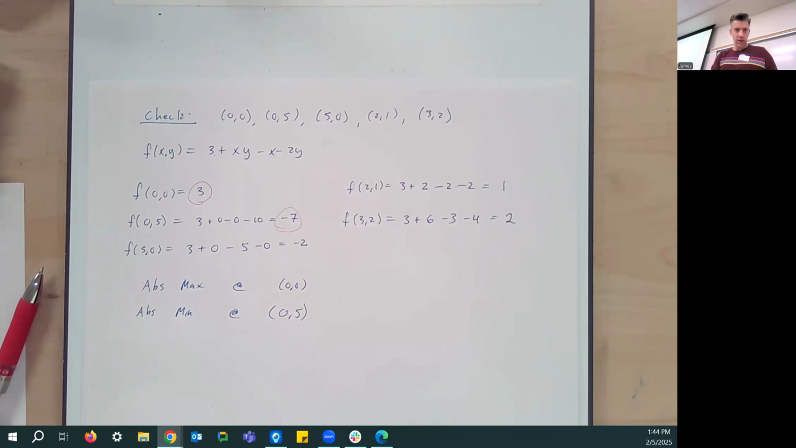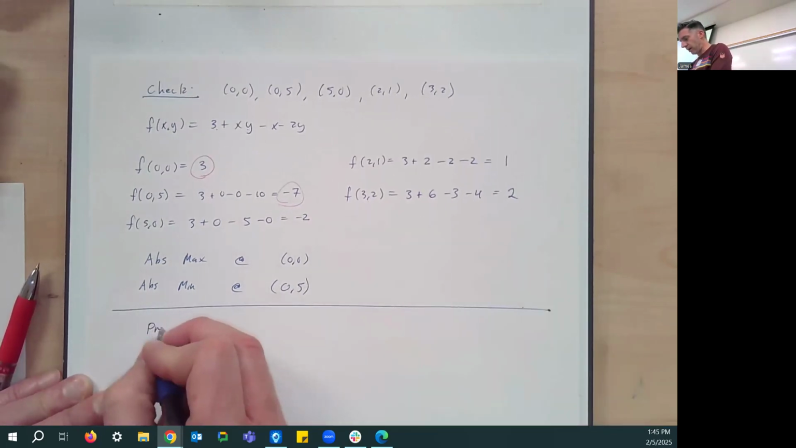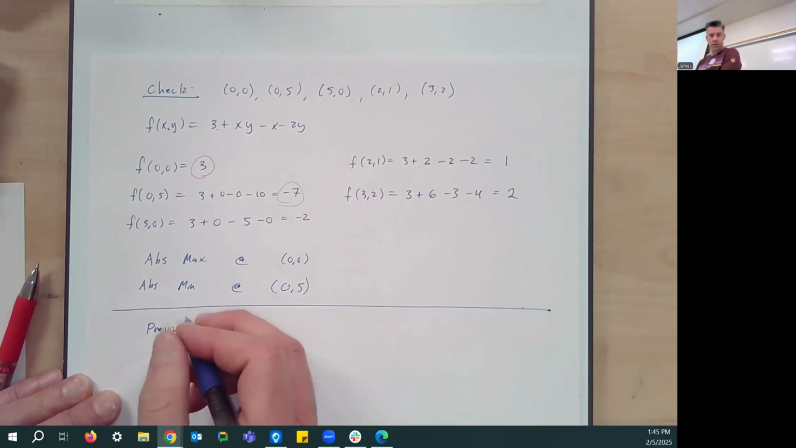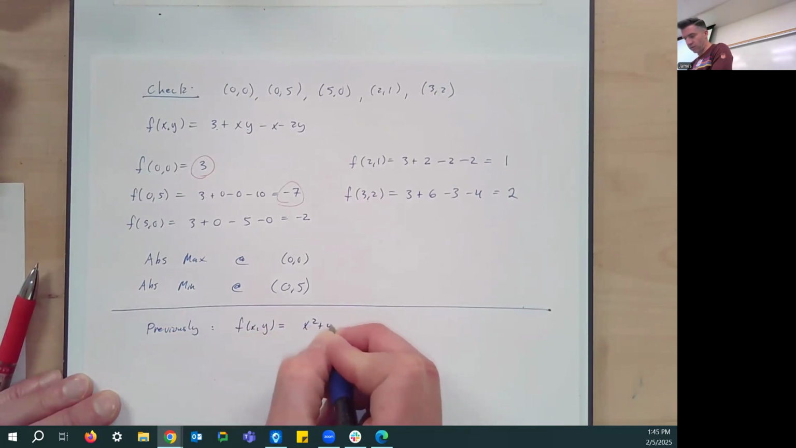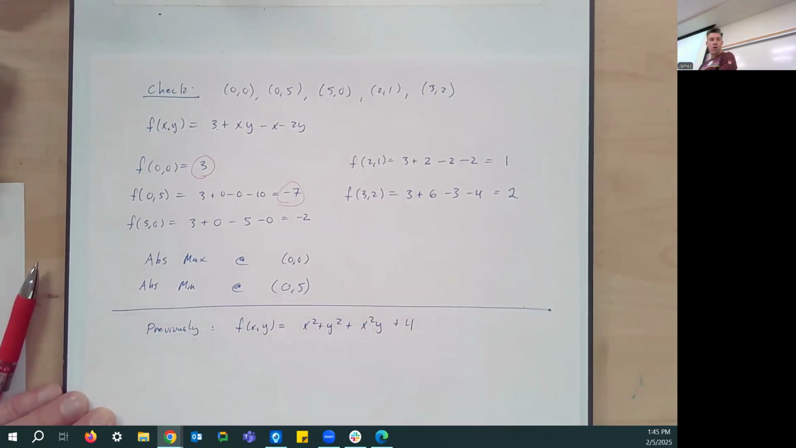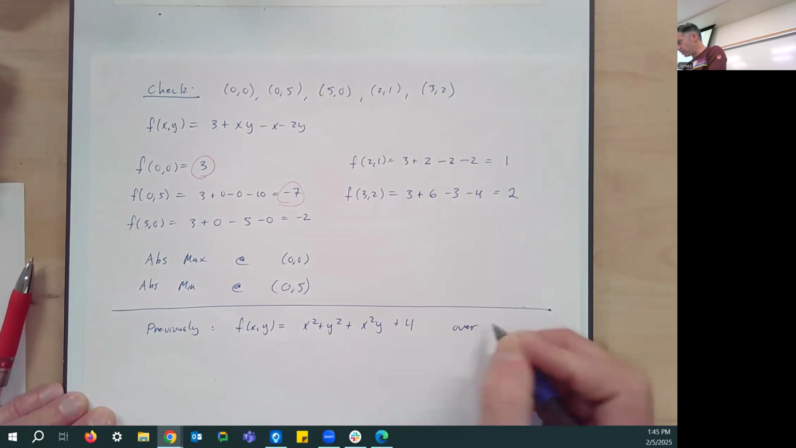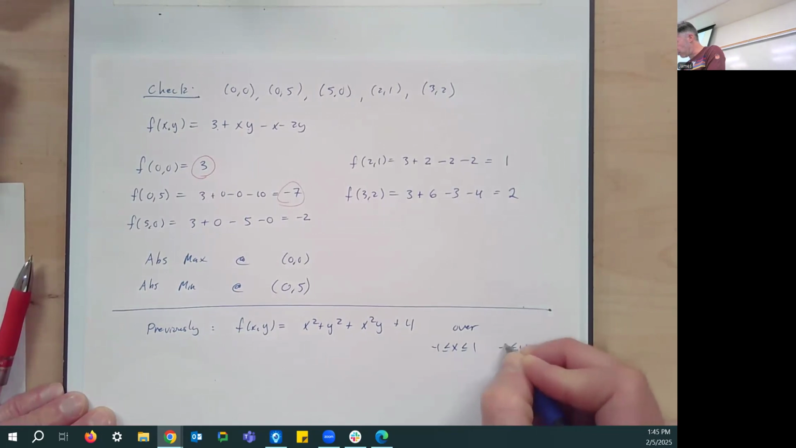So I don't know if you recall, but in the class where we talked about these absolute maxes and absolute minimums, I'll just remind you briefly here. We previously talked about the function f of x comma y equal to x squared plus y squared plus x squared y plus 4 over the region, I think it was, where x was between -1 and 1 and y was between -1 and 1.